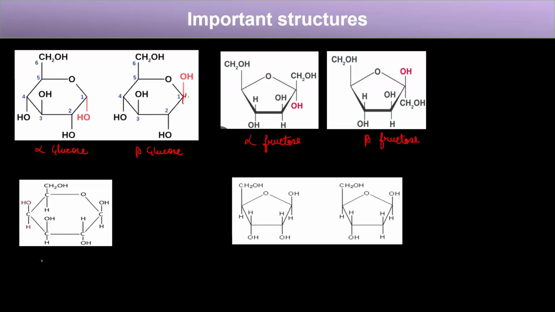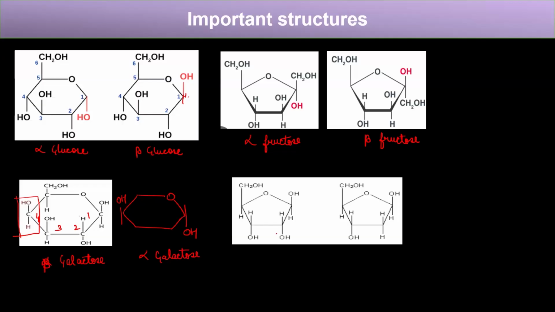Beta fructose. Now, here what do we have? It is 6 carbon, but the OH at the 4th position is above. And this OH at the 1st position is also above. That makes it alpha galactose, right? Sorry, beta galactose. That makes it beta galactose. And if we want to draw the structure of alpha galactose, everything will be the same, except here the OH will be down, and this OH is up. So this will become your alpha galactose, right?